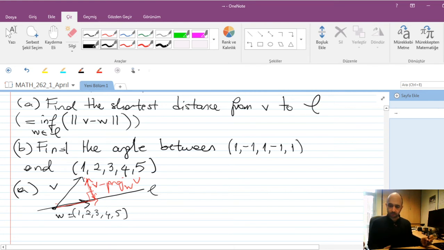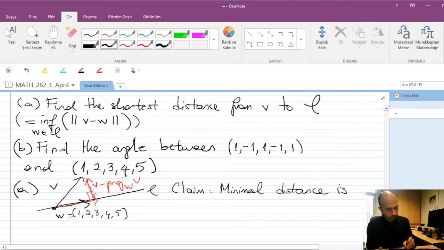So I claim that this minimal distance is the length of this orthogonal component. So V minus proj_W V. So how do you prove that?